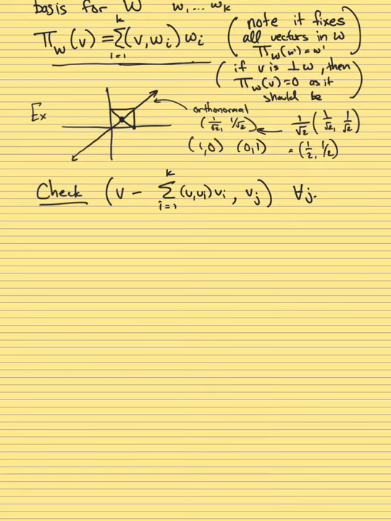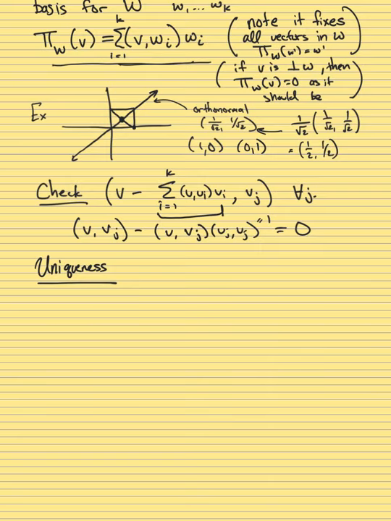And this is, well, if you just write this out, what you're looking at is vj, okay? And then again, these are orthogonal, so basically everything goes to 0 except for vj, okay? And this is 1, so you get 0.